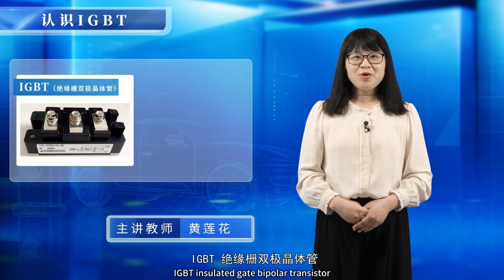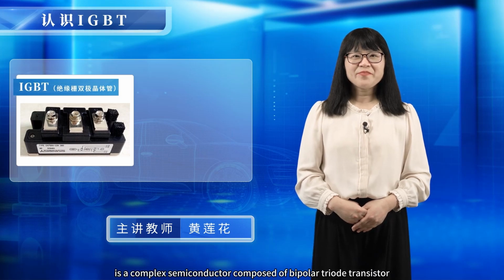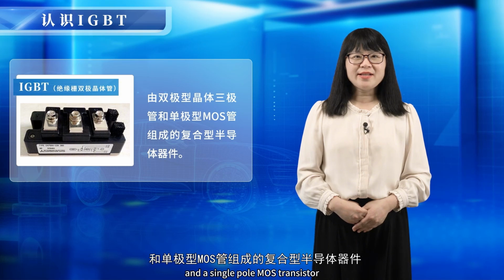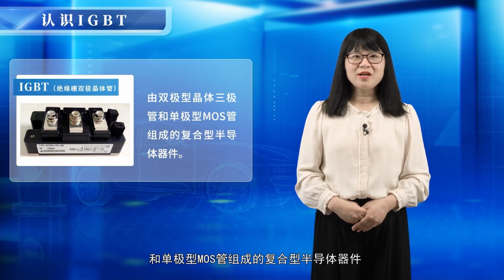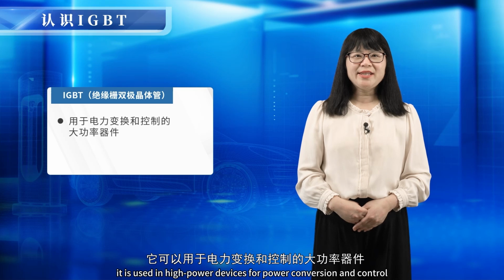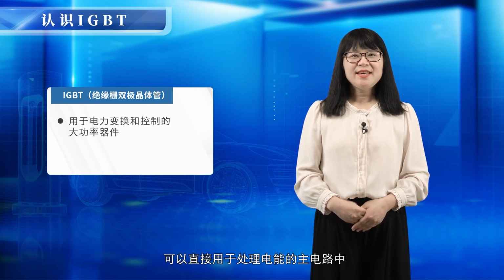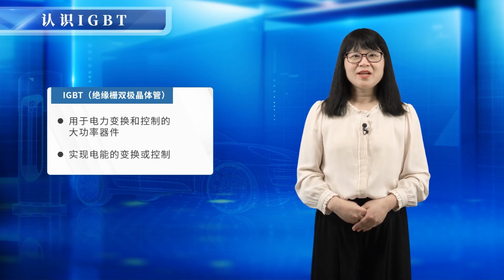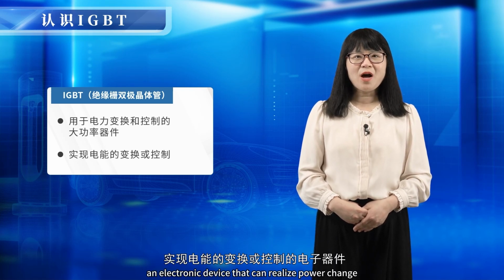IGBT, the insulated gate bipolar transistor, is a complex semiconductor composed of a bipolar triode transistor and a single-pole MOS transistor device. It is used in high-power devices for power conversion and control. It can be directly applied to the main circuit of power. It is an electronic device that can realize power change.